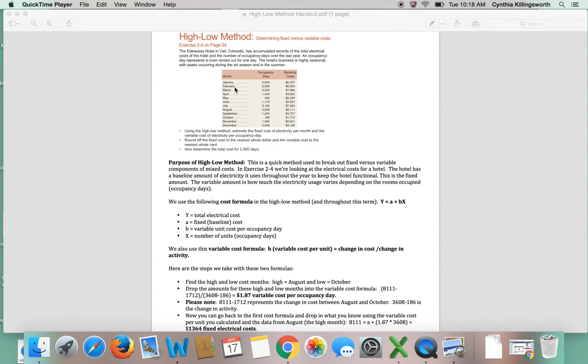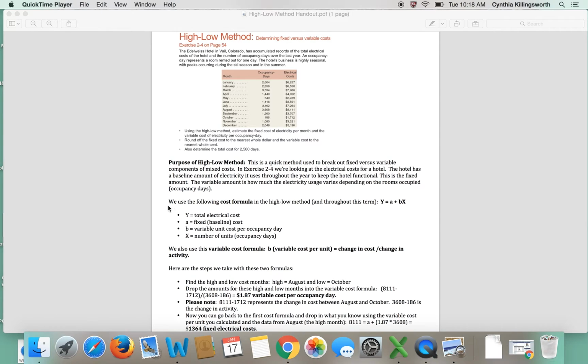So we have all the data up here for every month, and it shows the number of occupancy days, which is based on the number of rooms rented, and then the total cost of electricity for that month. So using this data from probably a prior year, we can predict what the cost could be in the future year based on how we expect to be able to rent the hotel.